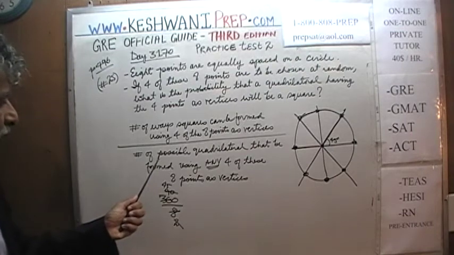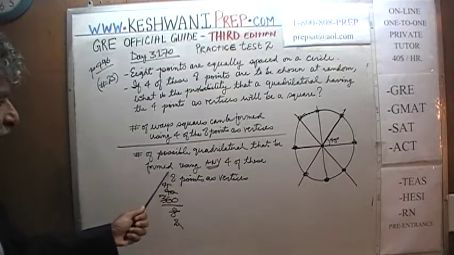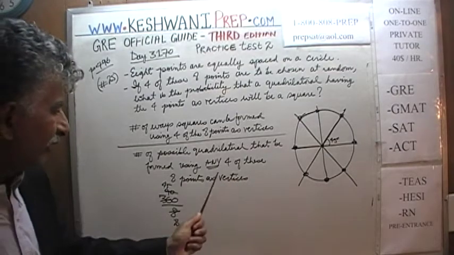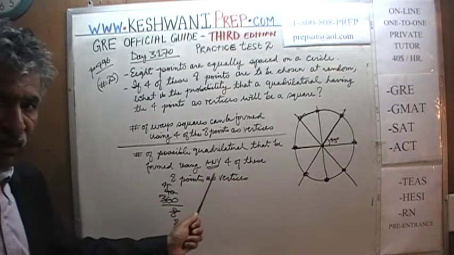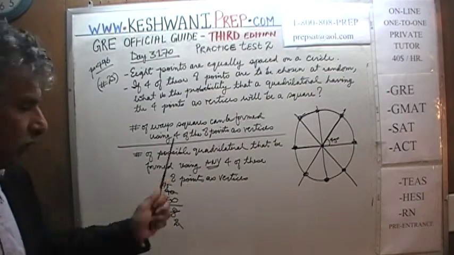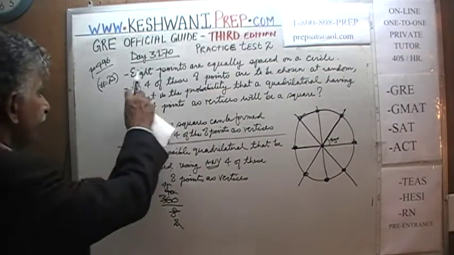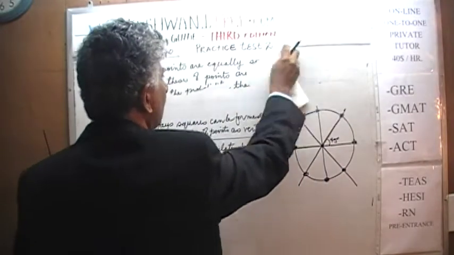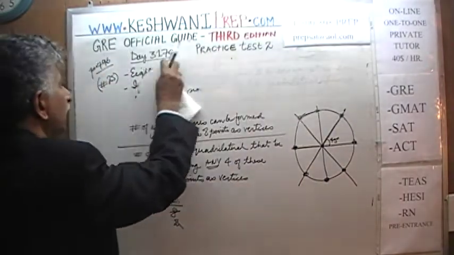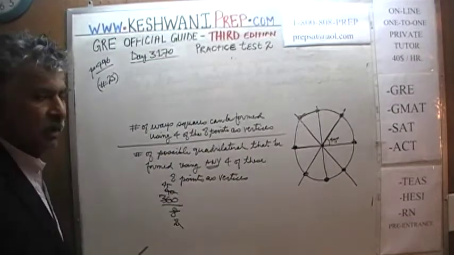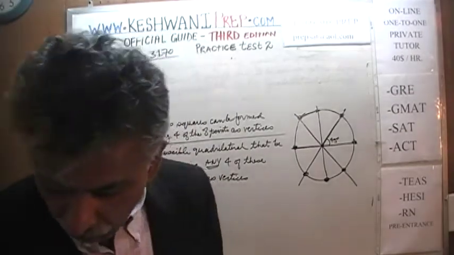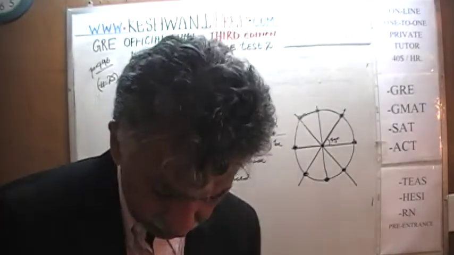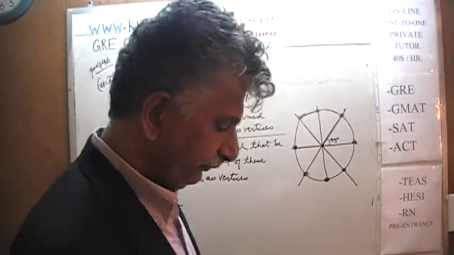Let's find out the number of possible quadrilaterals that can be formed using any four of these 8 points as vertices. Let's take care of the denominator first, and then we'll worry about the numerator. We look at the denominator first, as to how many possible quadrilaterals can be formed using any four of these 8 points. You understand? Well, let's take a look at it.